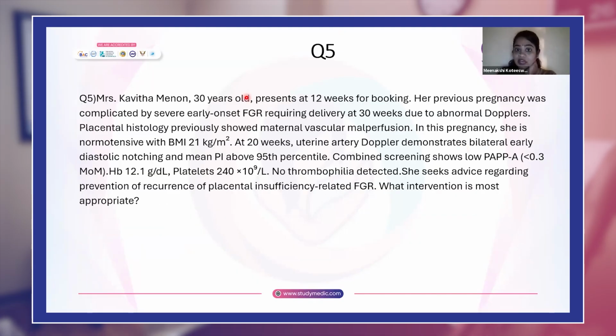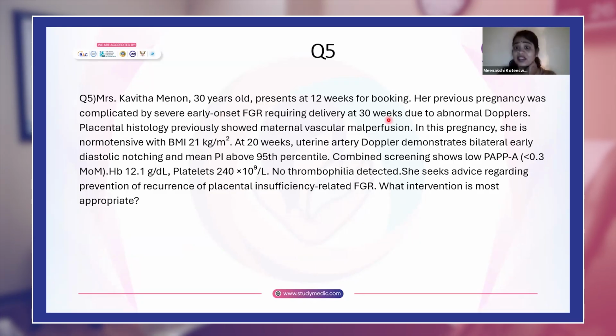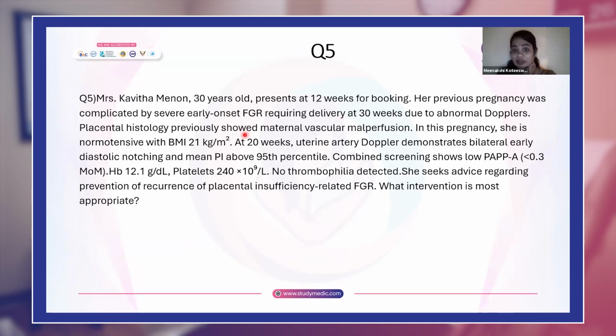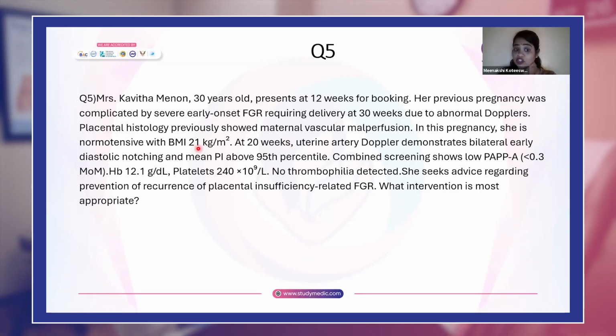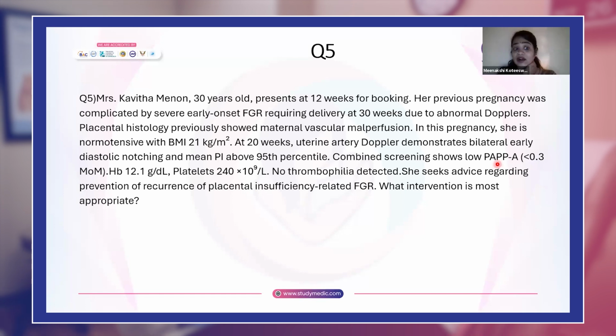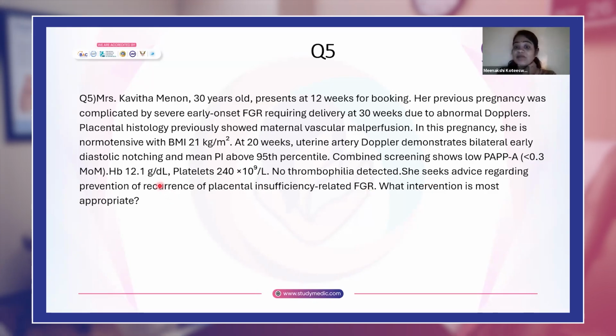Mrs. Kavita Menon, 30-year-old, presenting at 12 weeks for booking. Previous pregnancy was complicated by early onset FGR, requiring delivery at 30 weeks due to abnormal Dopplers, and placental histology showed maternal vascular malperfusion. In this pregnancy, she is normotensive with BMI of 21. At 20 weeks, uterine artery Doppler demonstrates bilateral early diastolic notching and mean pulsatility index above 95th centile. Combined screening shows low PAPP-A and Hb is 12.1. Platelets are 2.4 lakhs, no thrombophilia, and she seeks advice regarding prevention of recurrence of placental insufficiency.